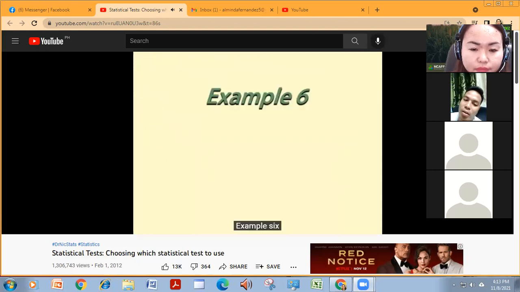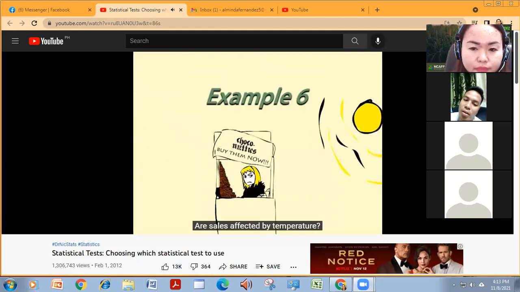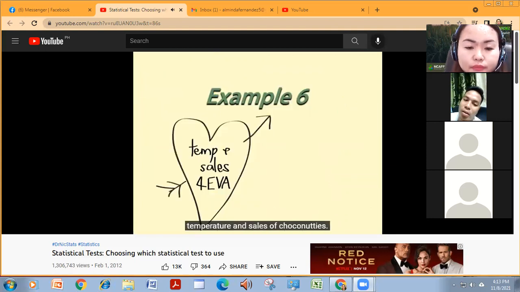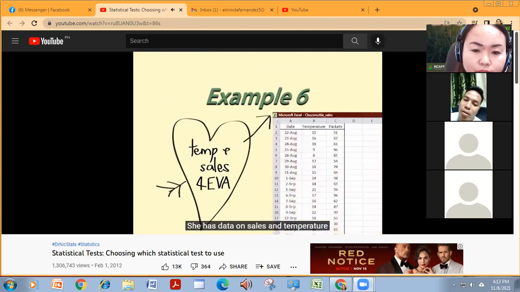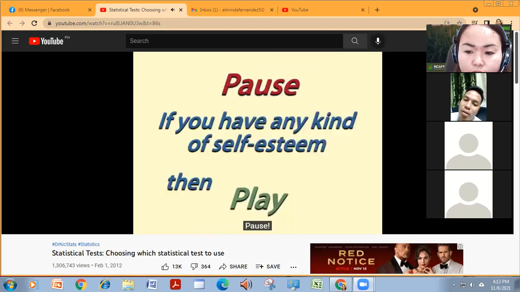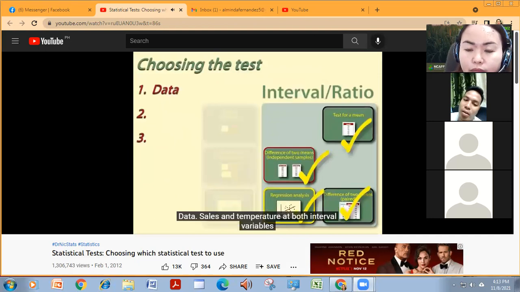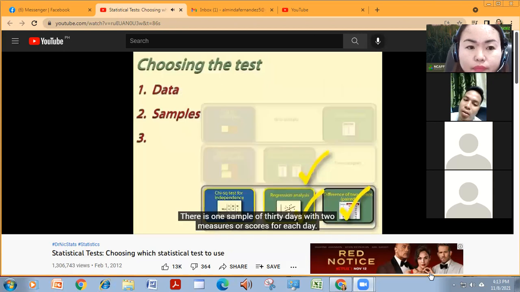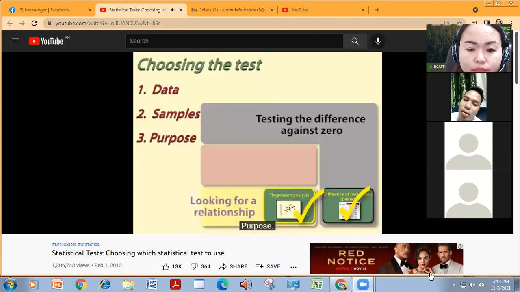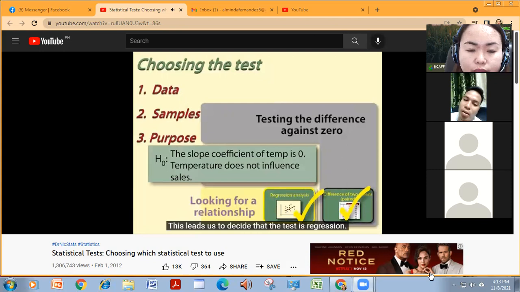Example 6. Are sales affected by temperature? Helen wants to see if there is a relationship between the daily temperature and sales of choconates. She has data on sales and temperature for 30 weekdays of sales. Pause. Data. Sales and temperature are both interval variables. Samples. There is one sample of 30 days with 2 measures or scores for each day. Purpose. Helen is interested in the relationship between sales and temperature. This leads us to decide that the test is regression.